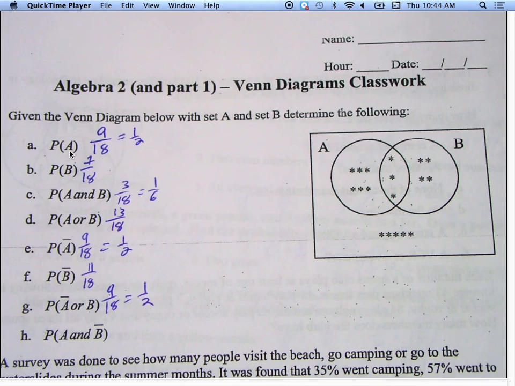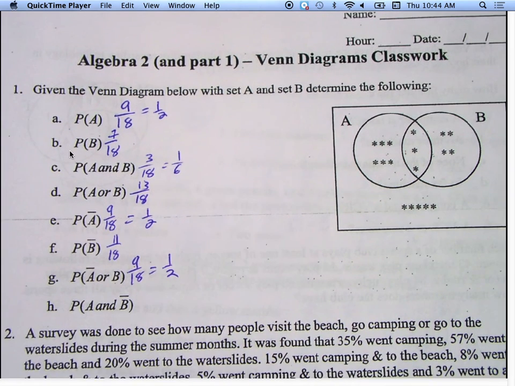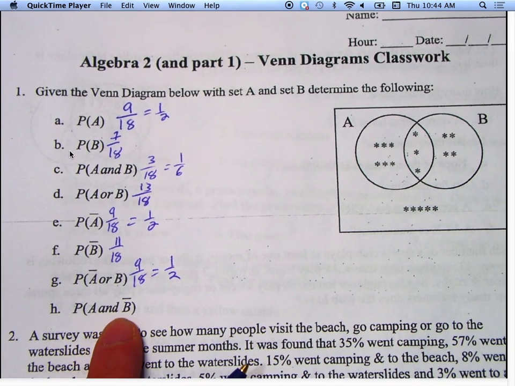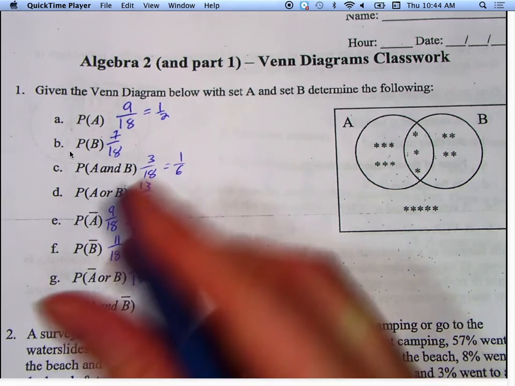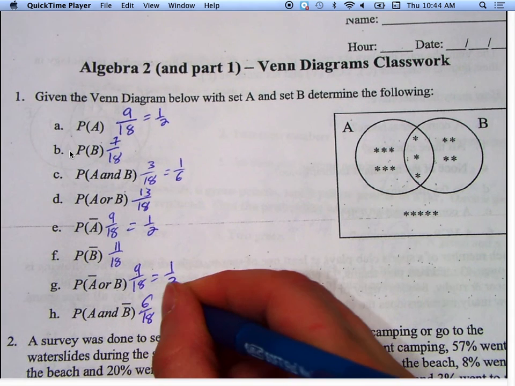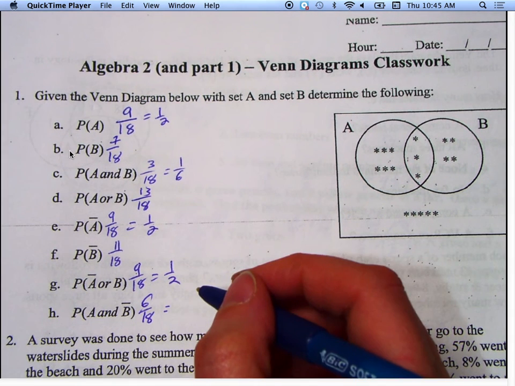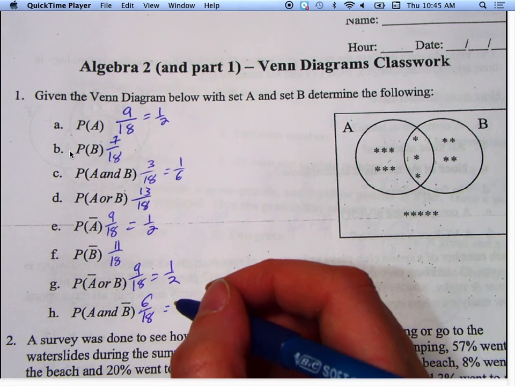Okay, this one, I don't know if we've done one like this. A and not B. It has to be A, but can't be B. 6 over 18, good. So if it says or, that includes P, but if it says and, then it doesn't.